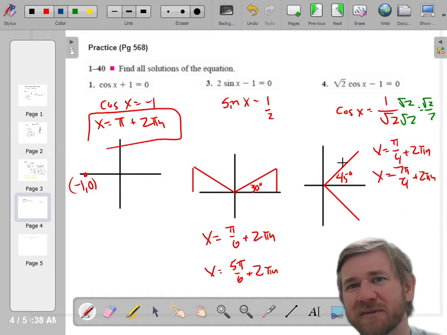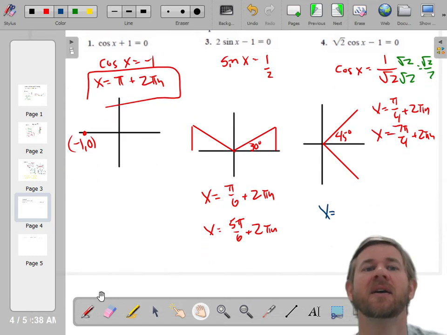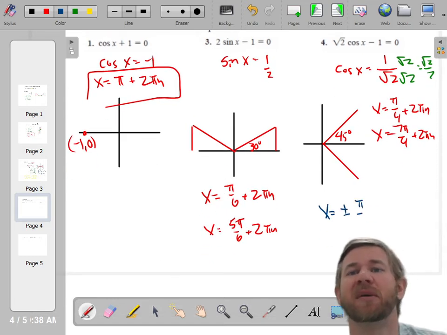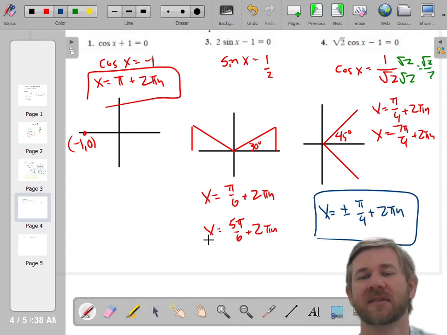I noticed that since this is plus or minus 45 degrees, a fancy way of saying this would be plus or minus pi over 4. So either add pi over 4 or subtract pi over 4 and then add 2 pi n. That'll do it. It's kind of fun.